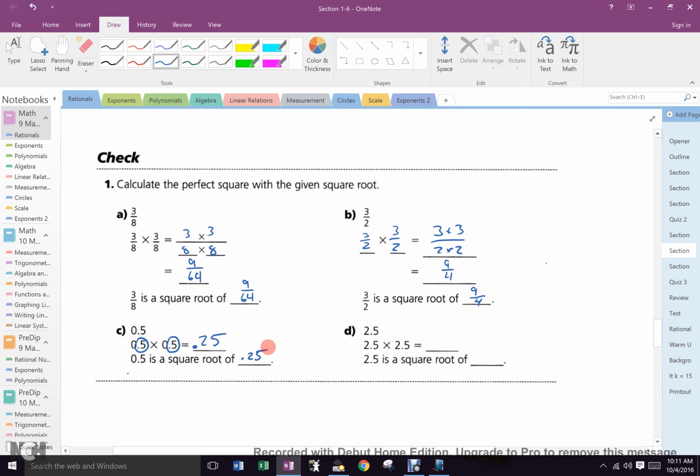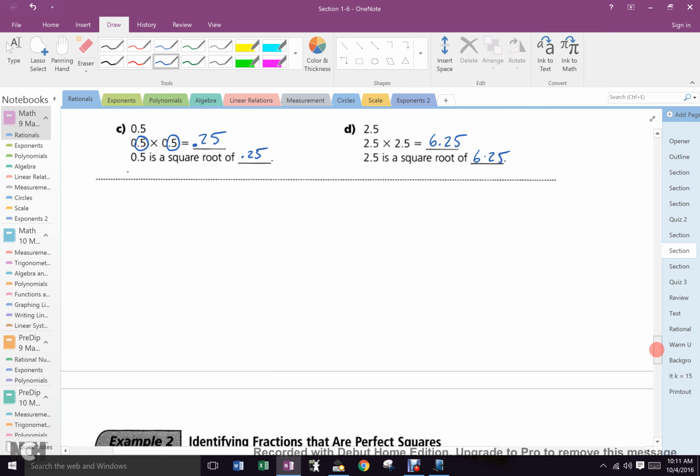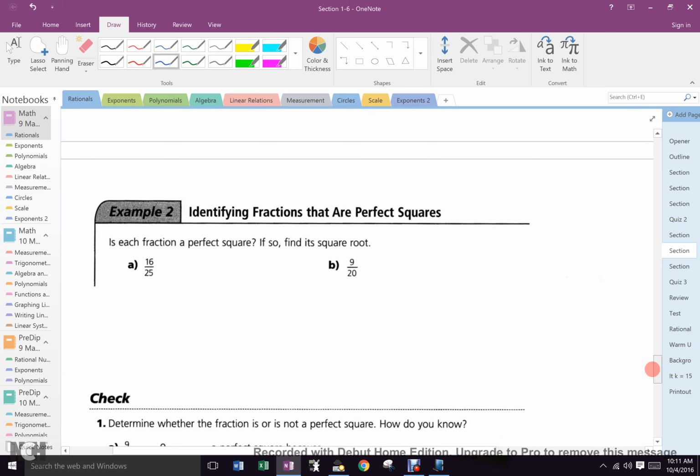Right? Now this one you're probably not going to be able to do in your head. So what do you do if you can't do the math in your head? Calculator, and what is it? 6.25. Is everybody good with the easy ones? Good. All right. Let's move on to something a little bit more tricky.